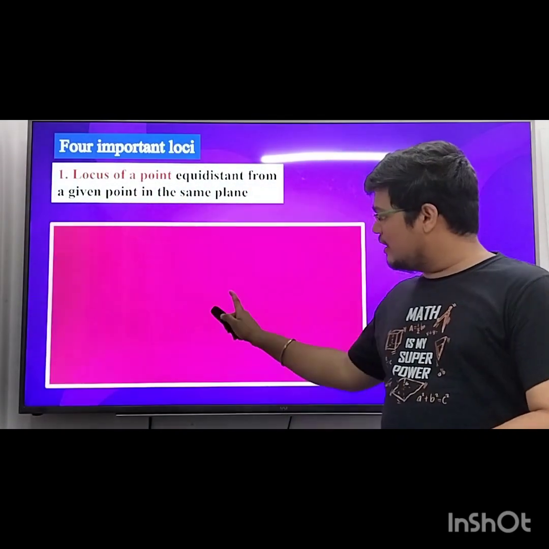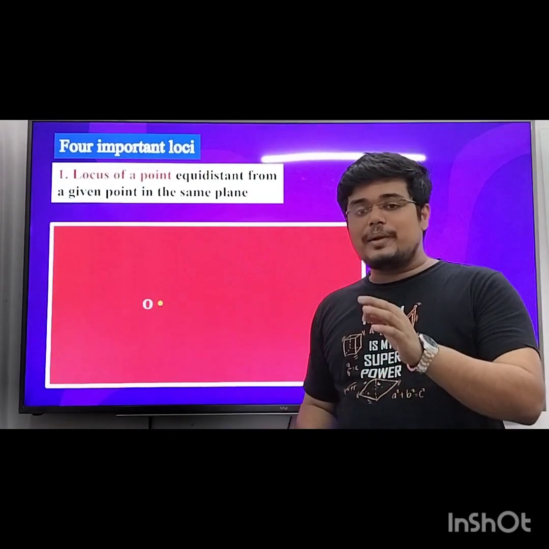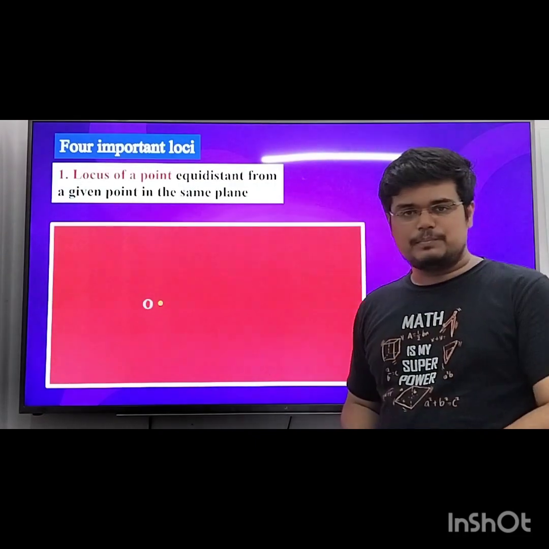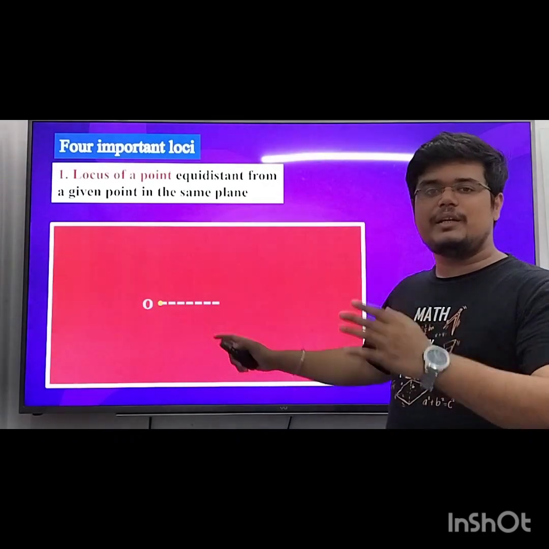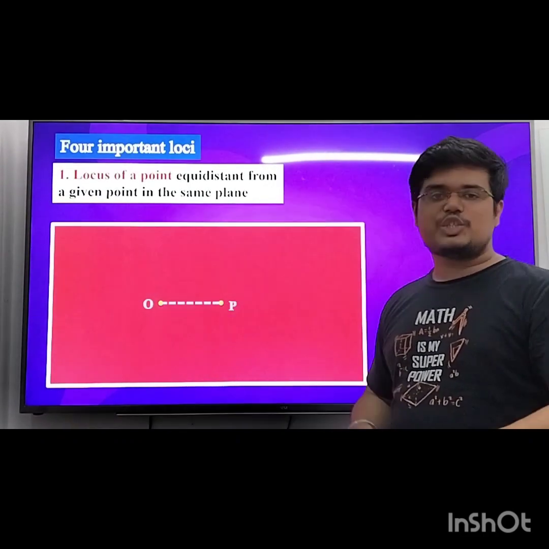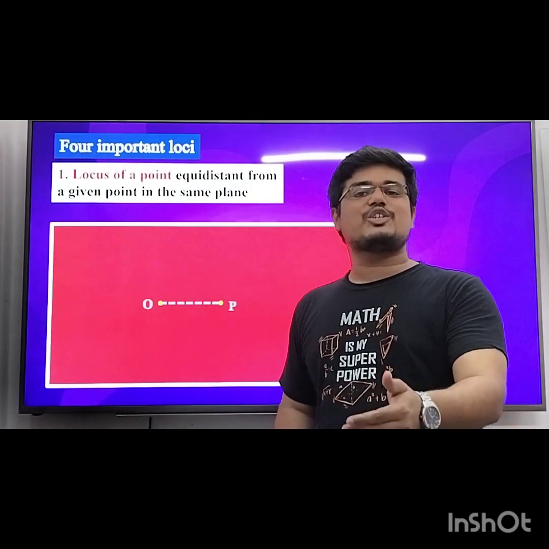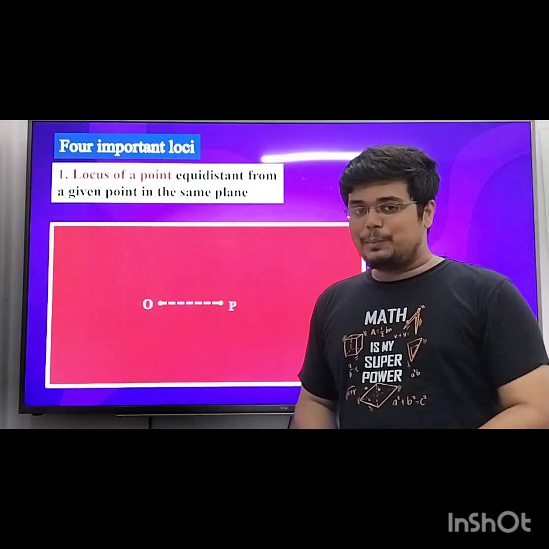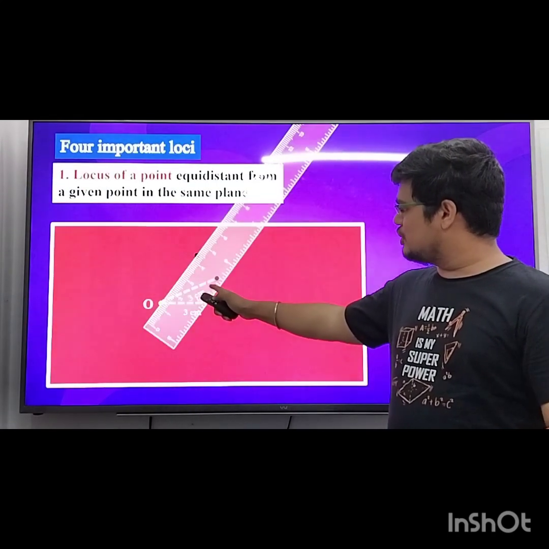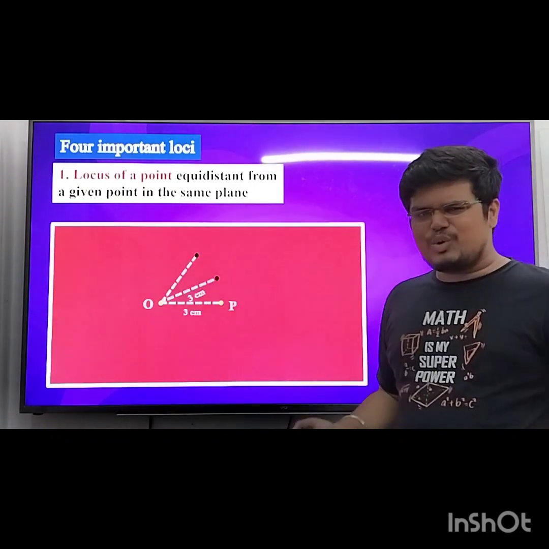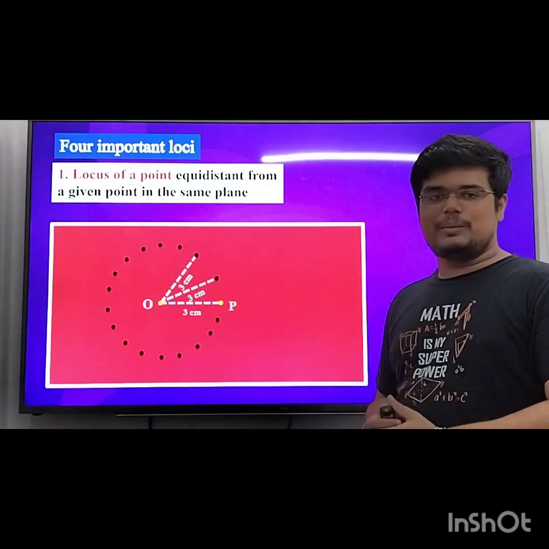So let's say students that in a given plane, if we have a point O, now we are talking about points which will be at equal distance from this point O. So let's say from this point O we have a point which is at a distance of 3 centimeters. So this is the first point P at distance 3 centimeter. What you have to understand is students, there can be many such points which are at distance of 3 from point O. Another point can be somewhere over here, distance of 3 centimeter. There is another possibility of a point at 3 centimeter. And you have to understand students, there are infinite such points which are possible throughout the plane.